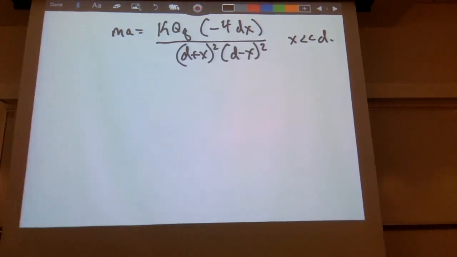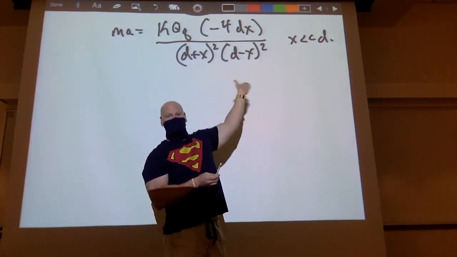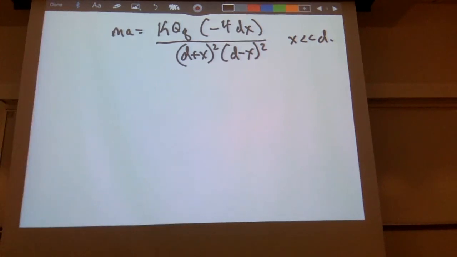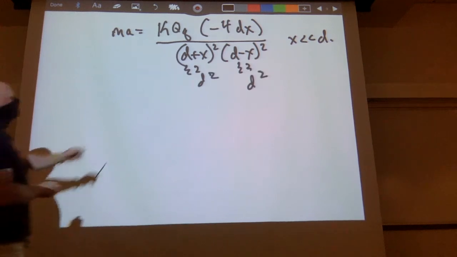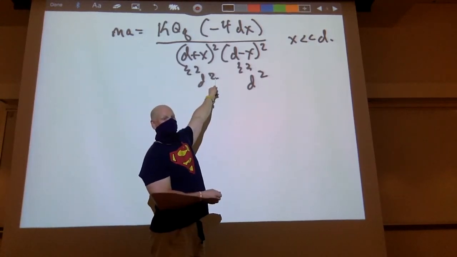So if D is much, much greater than X, what is D plus X? It's just D, right? And if I have D minus X, where D is much bigger than X, what is D minus X then? Just D, right? So basically, these two denominators are approximately just equal to D. So this is going to be D squared and this is going to be D squared. Which means that the denominator here is simply D squared times D squared, which is D to the 4th.